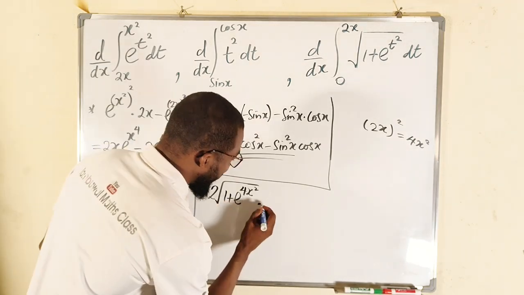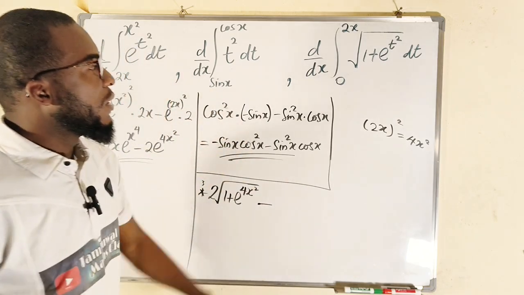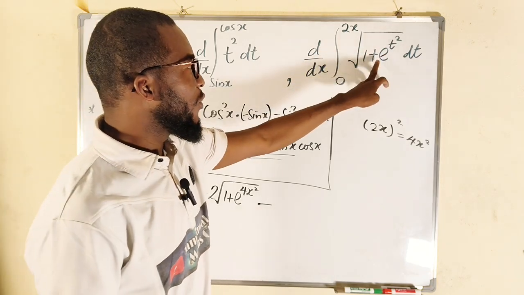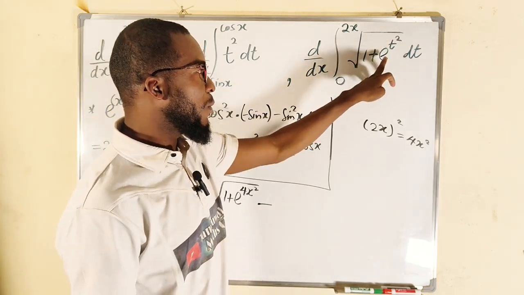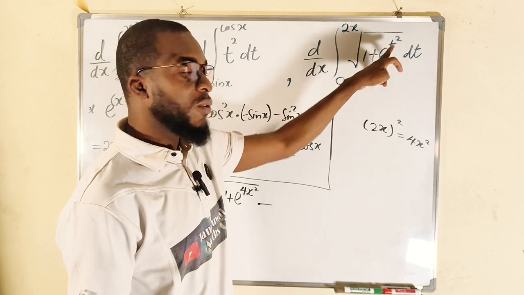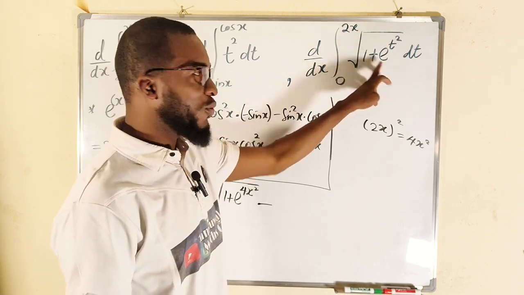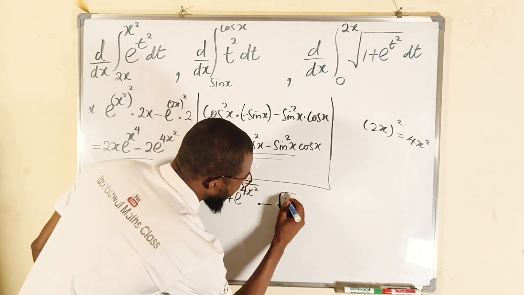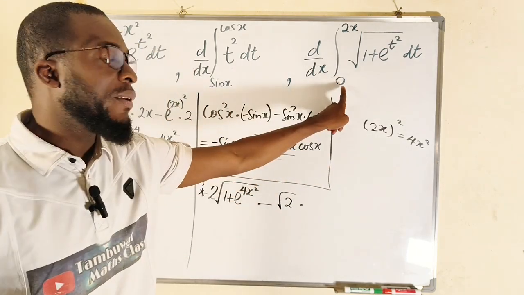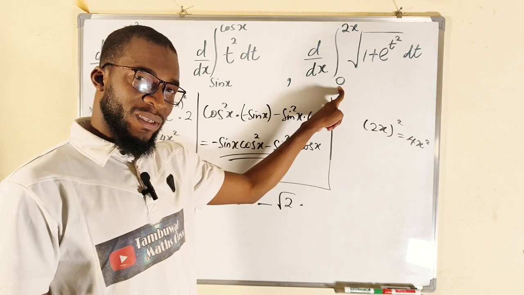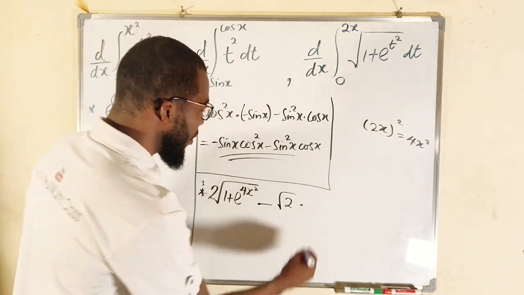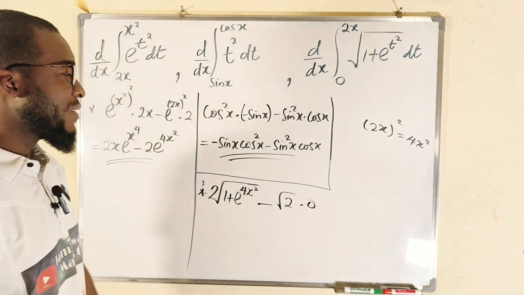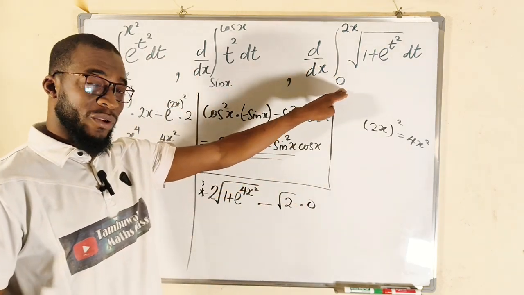Then you subtract. This time around, you substitute 0 into the function. So 0 squared is 0, so you have e to the 0 is 1. 1 plus 1 is 2. So the whole of this will be square root of 2. But even if you write square root of 2, remember to multiply by the derivative of the bottom, which is a constant, and the derivative of a constant is 0. So multiplying by 0 will make the whole of this equal to 0.